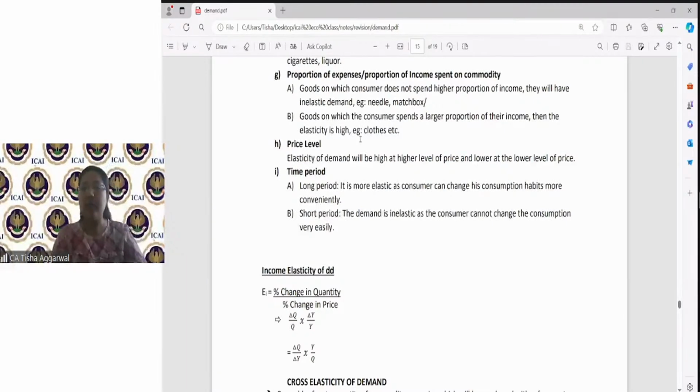Okay. Price level. Elasticity is generally higher at the higher level of price and lower at the lower level. And the last is the time period. See, tell me one thing. Many times we hear this news that, tomorrow it's the petrol pump strike. Why? Because the petrol prices are going high.